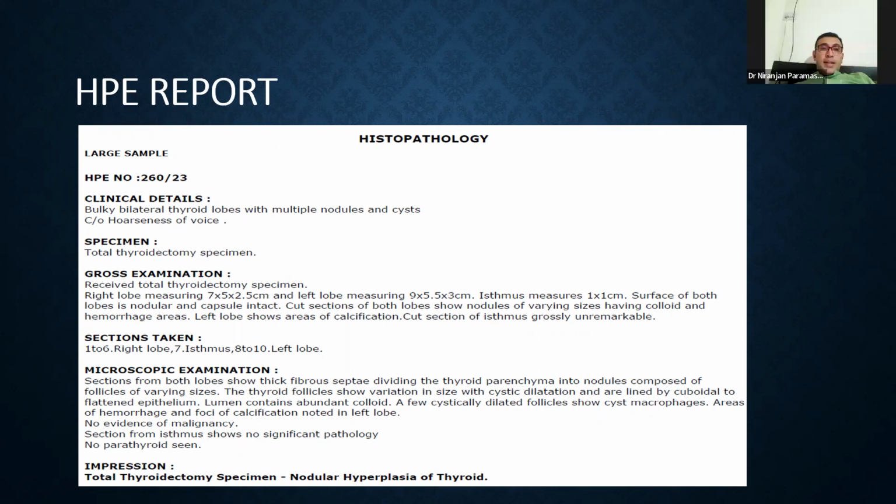What is the ideal time for doing serum calcium levels after surgery? Praveen is asking. I think it's 48 hours, after 48 hours. Yes, after 48 hours, or if the patient develops symptoms before. Symptoms before, yes. Okay. Ravishankar sir, your comments?